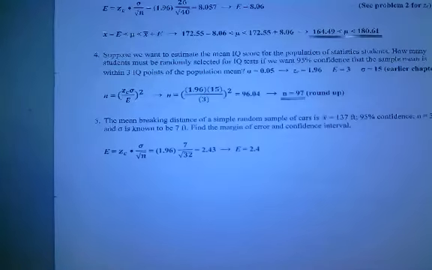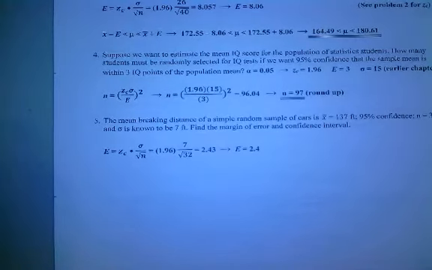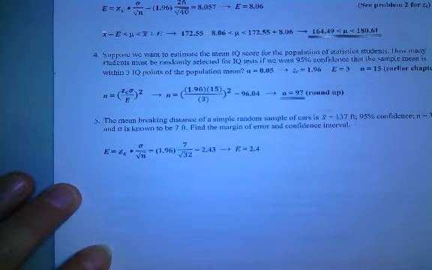So here is our margin of error equation. Again, it's 95%. So that gives us a critical value of 1.96 times the 7, which is the standard deviation. The sample size is 32, so the square root of 32. That gave us 2.43, rounded it to 2.4.